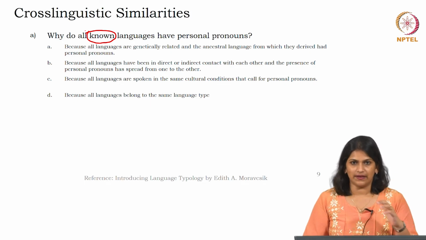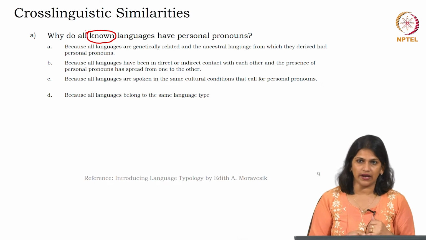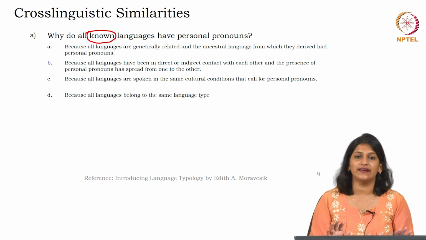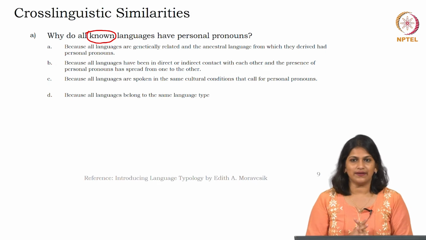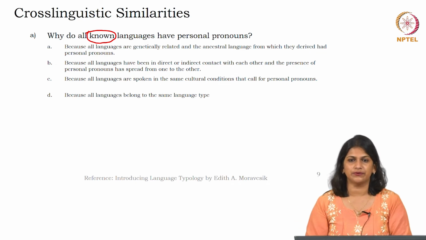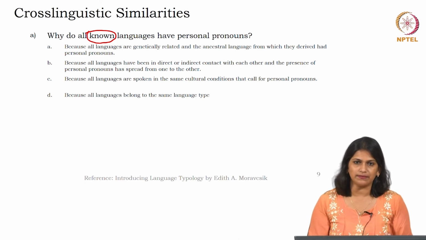Okay. Let's recall, what was the first reason of cross-linguistic similarity? Shared genealogy, or shared inheritance. What was the second reason? Language contact. What was the third reason? Cultural conditions. And what was the fourth reason? Language type. So, now if the question is why all languages have personal pronouns, any of these or all of the answers might hold true.